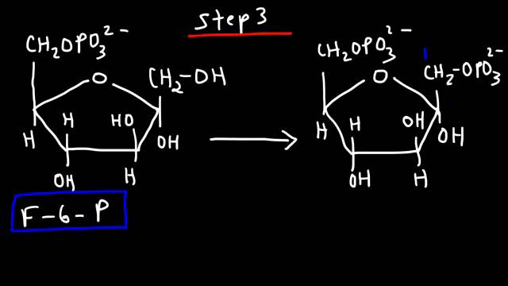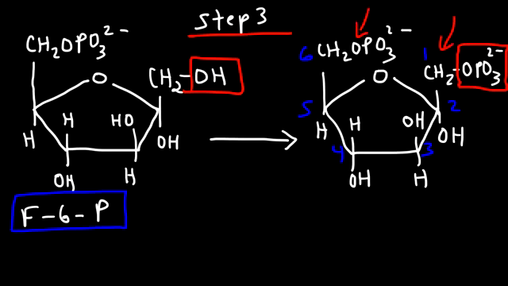So this is carbon 1, 2, 3, 4, 5, 6. Do you notice any differences between the reactant and the product? Notice that a hydroxyl group was replaced with a phosphate group. So in the product, we have 2 phosphate groups. We have one on carbon 1 and on carbon 6. So therefore, this is going to be called fructose 1,6-biphosphate. I'm going to write BP for biphosphate.